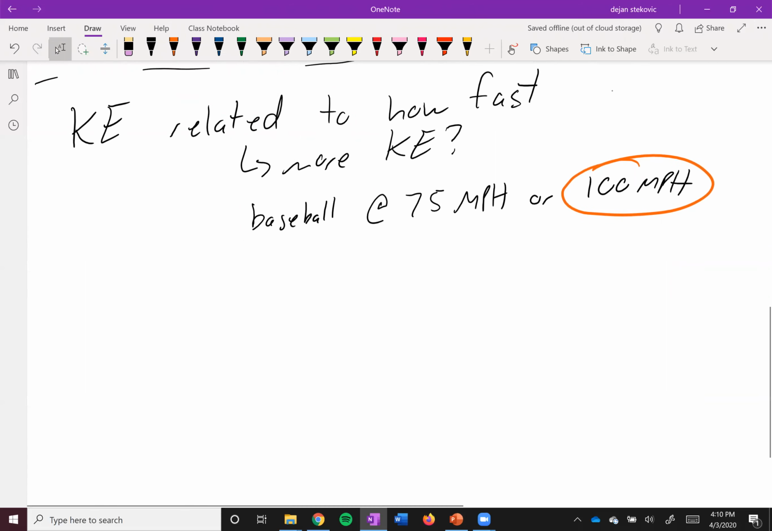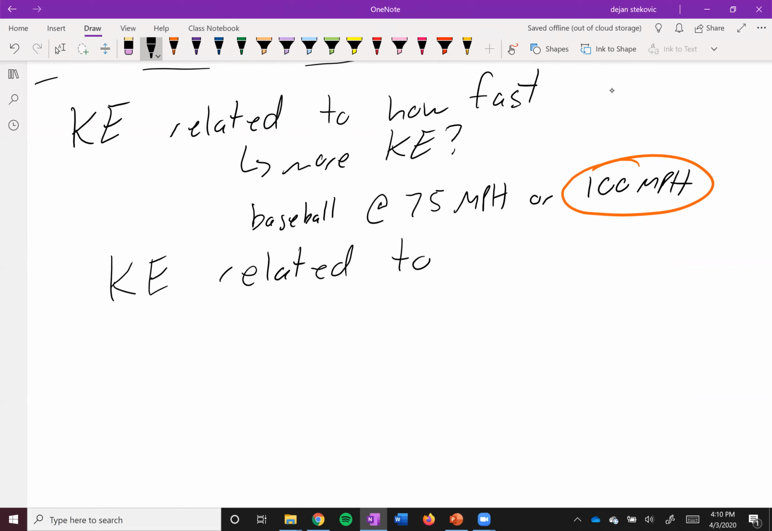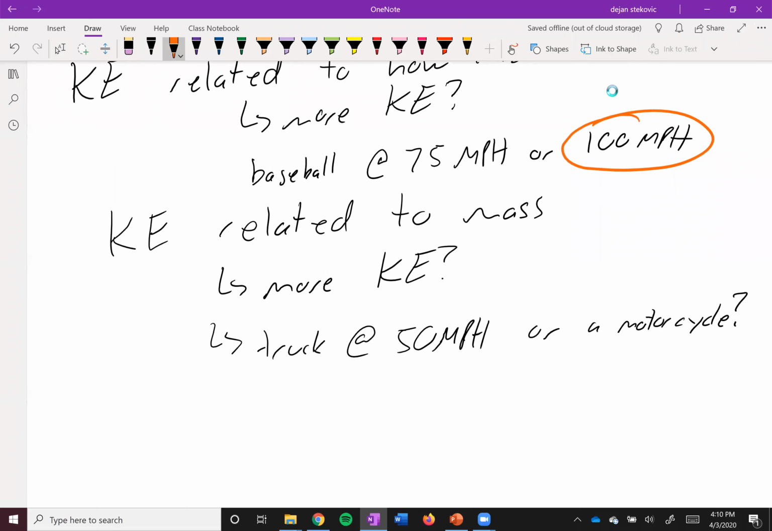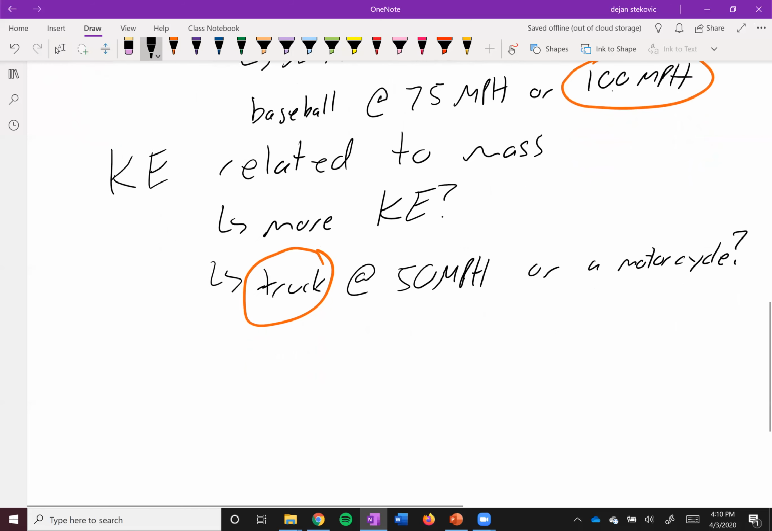But kinetic energy is also related to mass. So think about which one of these has more kinetic energy. So let's say a truck at 50 miles per hour or a motorcycle going the same speed. Think about if they crashed into each other, which one would win out? Which one has the most energy? And it's the truck. It's the truck, right? So faster and more mass is more kinetic energy.